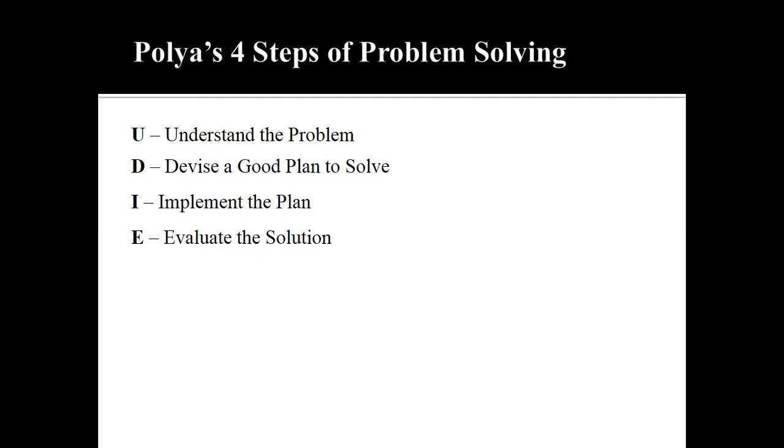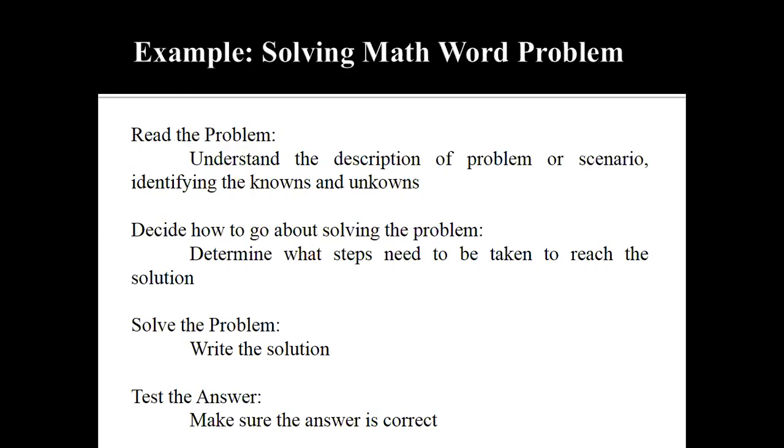Suppose the road is not good and you are just changing the tire, it will burst again, and you have to prevent all this. So these four basic steps were given by Polya. Here we have an example: read the problem.